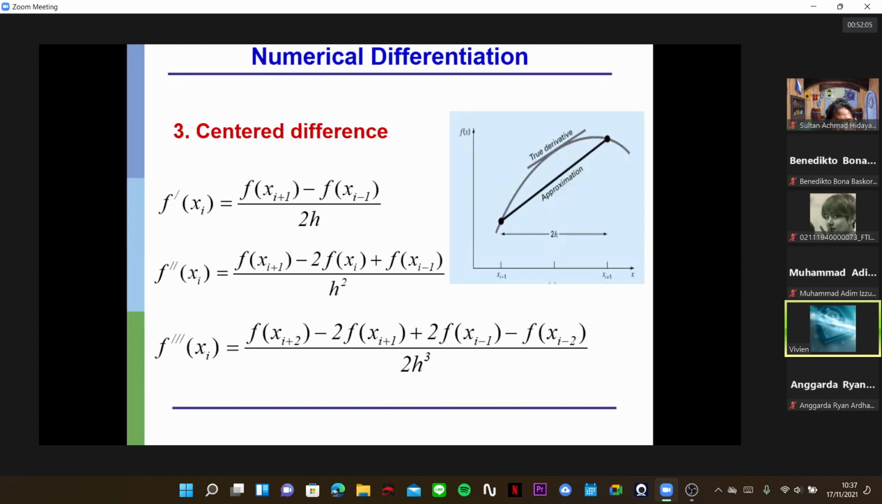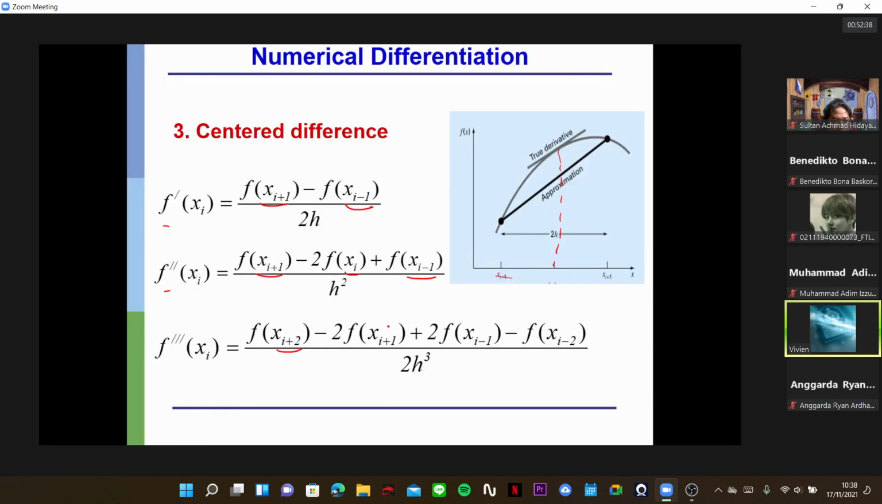And the third scheme is the central difference, in which we can find the first, the second, the third, and so on derivative. If we want to find the value at x_i, the value here is found by connecting the point before and after. So you see here that we have x_(i+1), x_i, and x_(i-1). We are connecting the points backward and forward together.